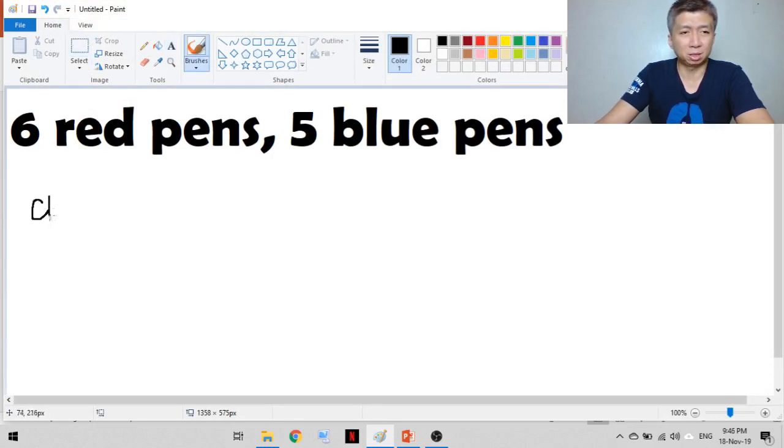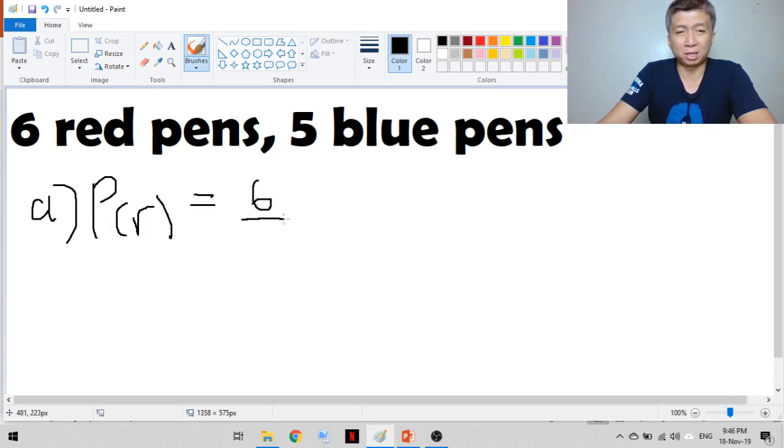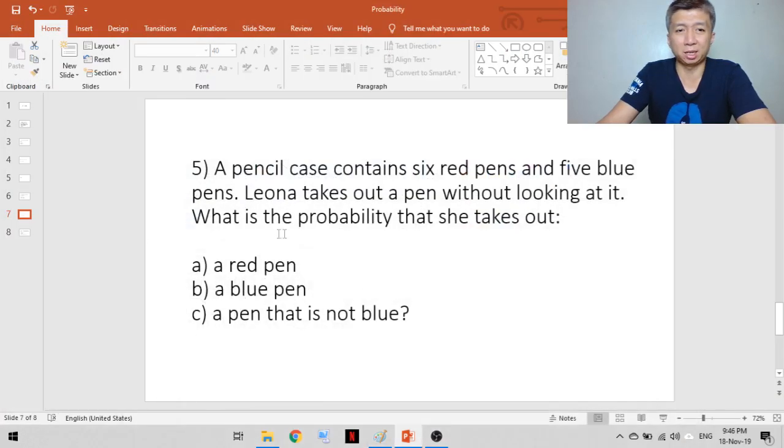Napakadaling tanong. Napag-aralan natin ito kahapon. Sa mga nandito kahapon, for sure, alam niyo na kung paano ito sagutan. So, probability that it is red. Letter R na lang ang susulat ko. Red pen. So, this is 6. Ilang ball pen lahat ang nandun sa pencil case? 6 plus 5 is 11. Okay? That's it. Napakasimple. Walang palipaliwanag.